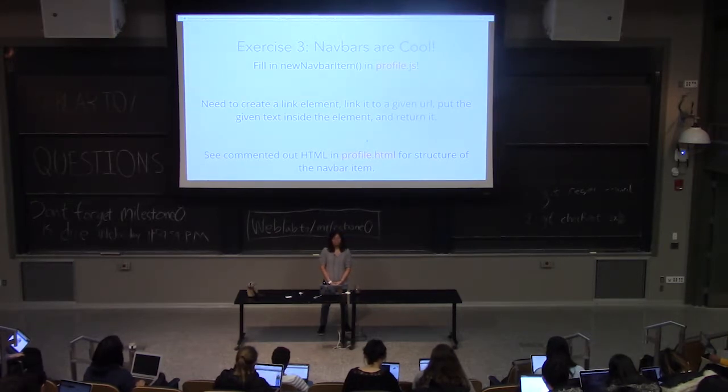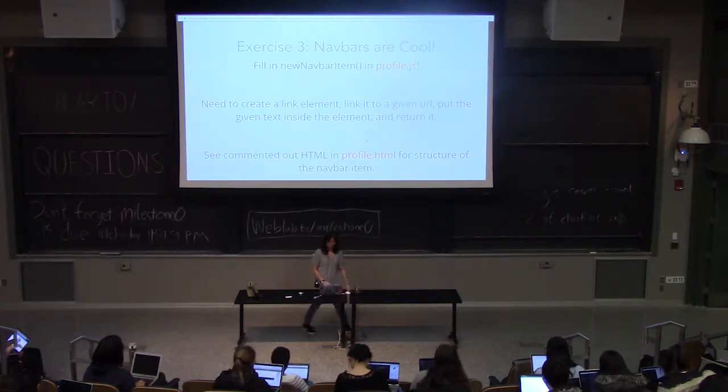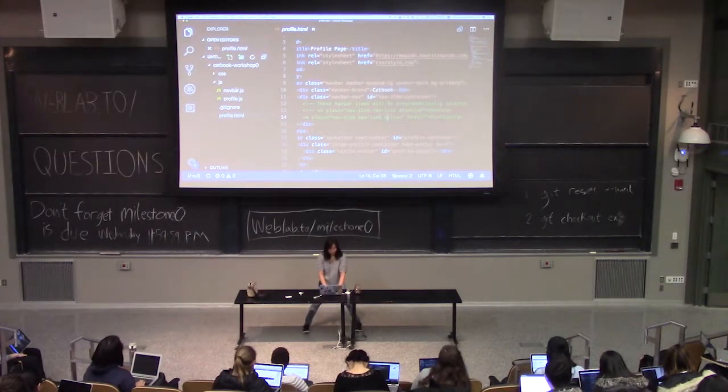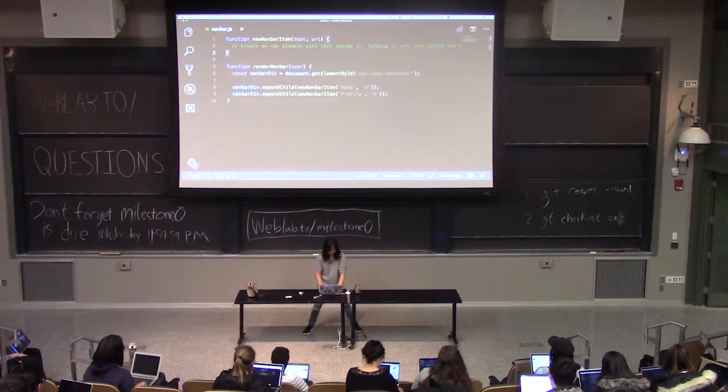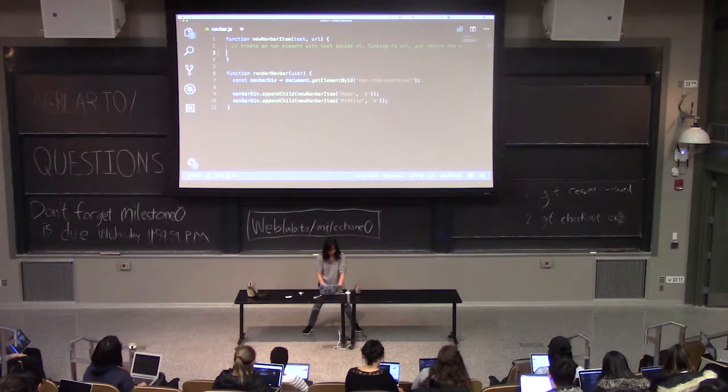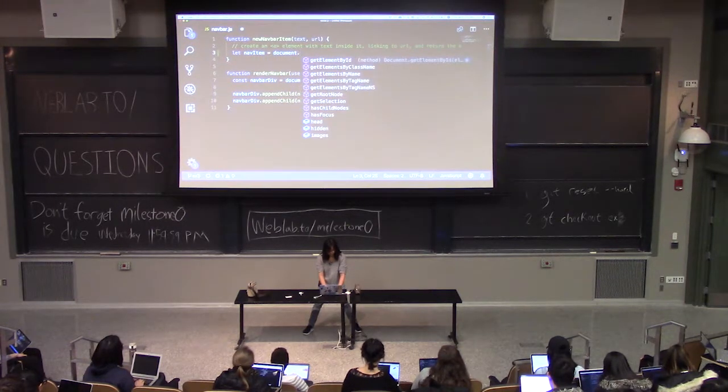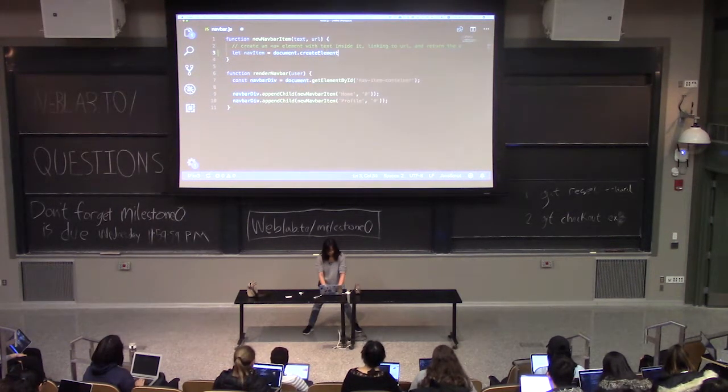I'm going to do the first step, and I'm going to create a link element, or try to. And I'll show you kind of what that looks like, just to see where we are. So I'm going to create new Navbar item and try to do document.createElement. And we're creating an element that's an A tag. I think that works.